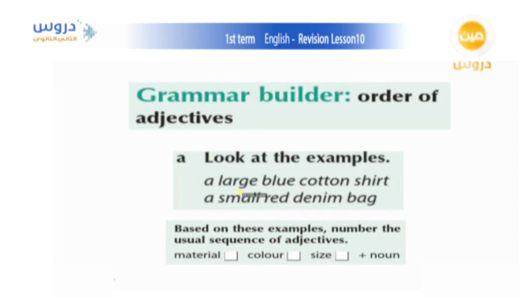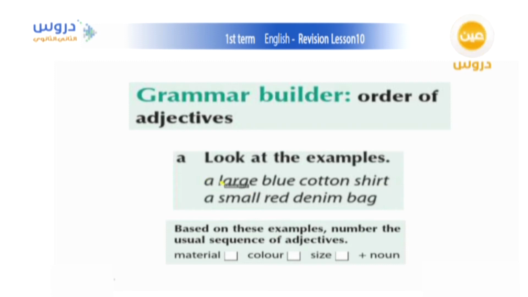So we start with large, big, small, short, and a lot. So this is number 1. Number 2, blue, red, white, green, black, and so on. This is the color. Number 3, we have the material, cotton, denim, silk, leather, and so on. And the last one is the noun always. So this is adjective 1, adjective 2, adjective 3, and 4 is the noun.